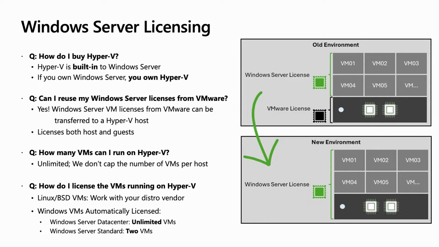That's right, you can use the licenses you've already purchased and license both the host and guest for a big savings. In this model, we do not charge based on usage. You can run as many virtual machines as the hardware can support. And finally, Hyper-V excels at running both Windows and Linux workloads. To license the Linux workloads, ensure you're working with your distribution vendor. For Windows Server VMs, the number of VMs licensed is dependent on the edition you have on the host. If you're running Windows Server Datacenter on the host, all the Windows Server virtual machines are already licensed. If you're running Windows Server Standard on the host, you're licensed to run 2 Windows Server virtual machines per Standard license. And that's it for licensing.